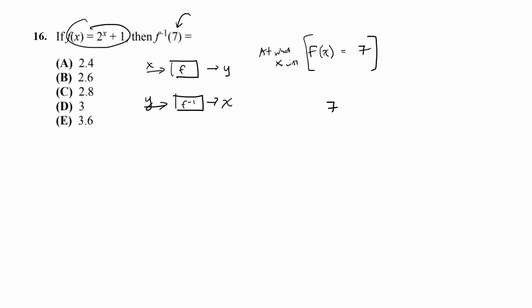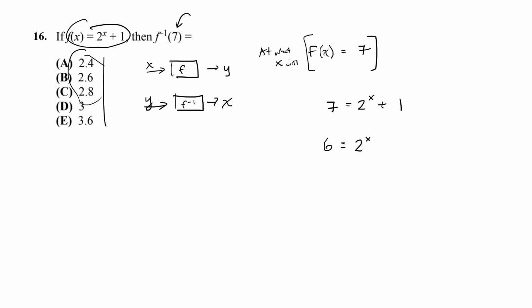So we could just say 7 equals 2 to the x plus 1, okay? And then we subtract, so we can say 6 equals 2 to the x. At this point, you could probably brute force it on your calculator, basically just plugging in all of these values as x. There's only 5 values, it doesn't take that long.